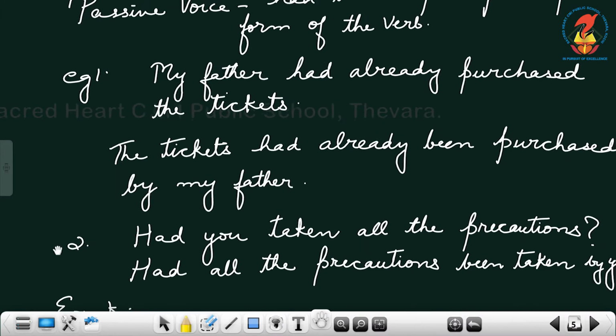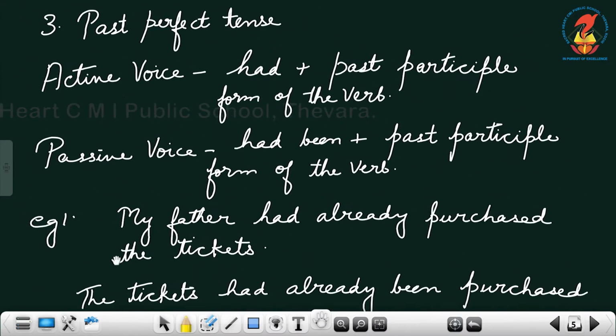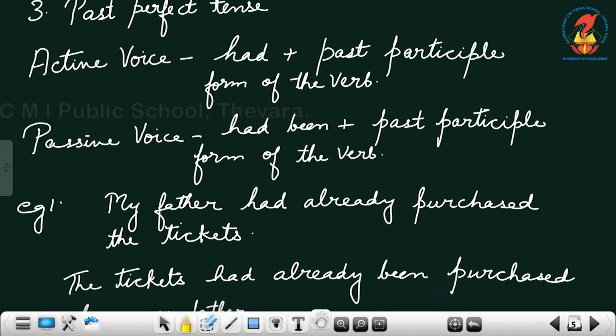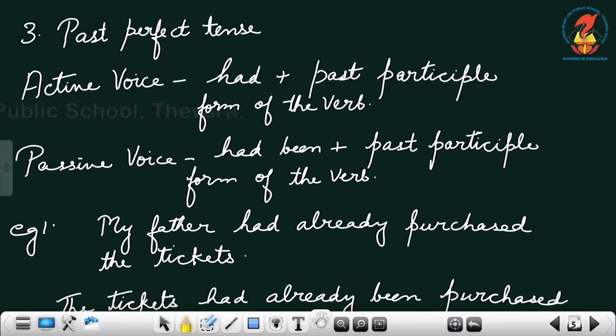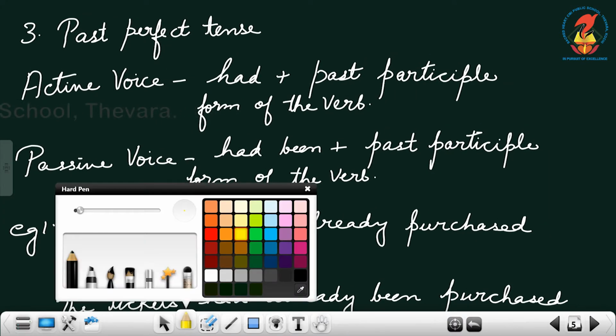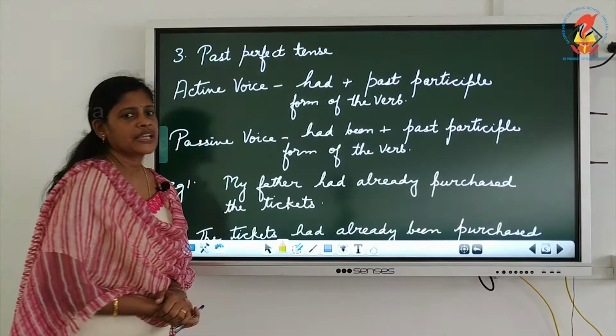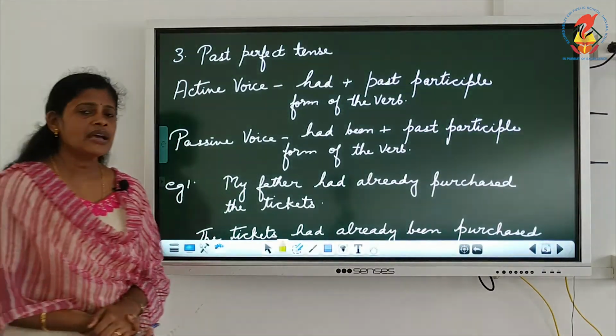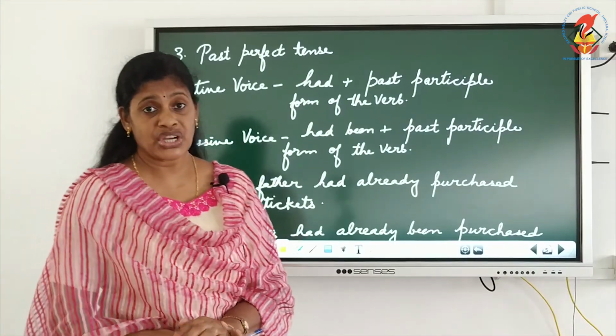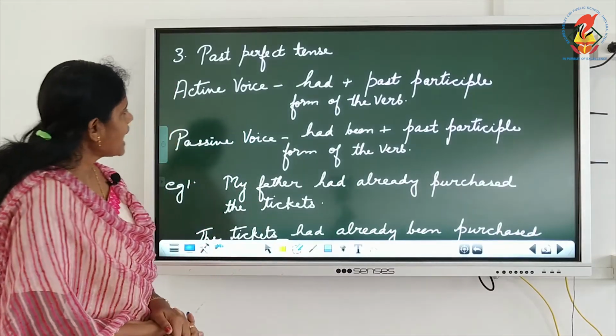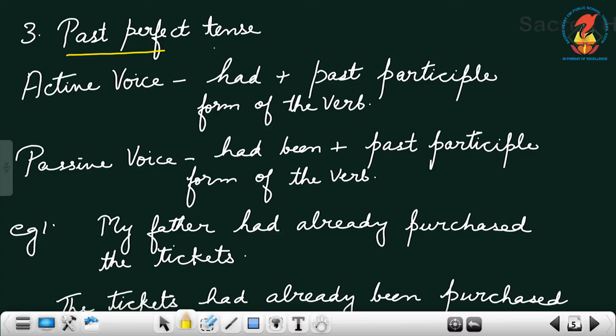So you have done simple past, past continuous. Now we will do the next one, that is past perfect tense. Do you know what is the rule for past perfect tense? We use had plus the past participle form in the general tense, isn't it? Now in the active voice, if it is had plus the past participle form of the verb, when you convert it into passive voice, it is had been.